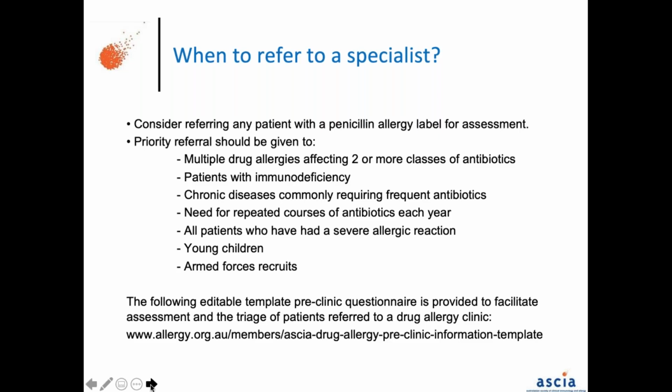And armed forces recruits, because it often impacts their recruitment to the military. If you have patients that have a known immunodeficiency or have multiple drug allergy labels affecting 2 or more classes of antibiotics, they also should be referred, and they will be given priority to be seen. On the ASCIA website, there is a pre-clinic questionnaire that you can fill out and use as well to facilitate referral.